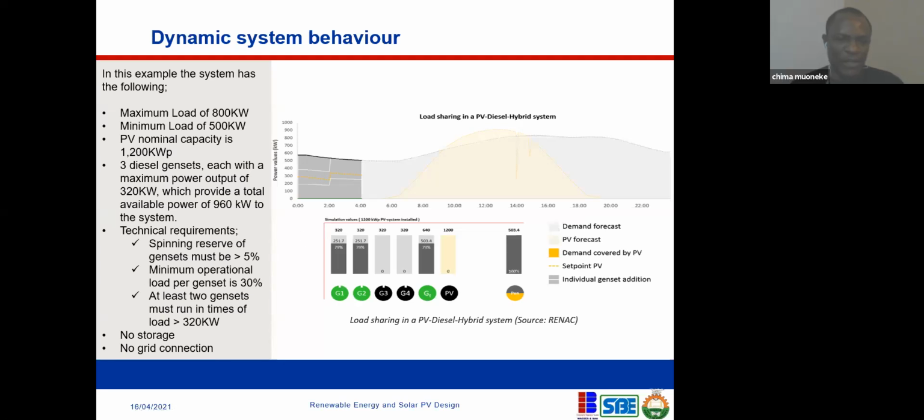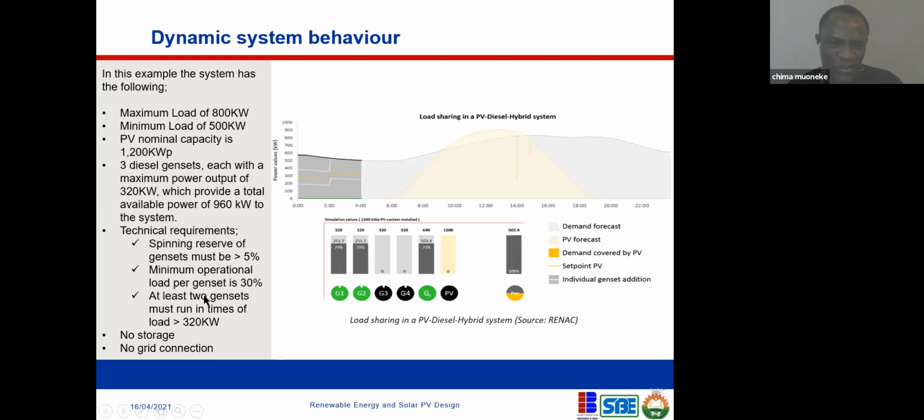So now, part of the requirement is that the minimum operational load per genset is 30%. So the generator set must not, at any point in time, power less than 30% of its capacity. Remember I said that each of the generator capacity is 320. So at no time must it power less than 30% of this capacity. Please, someone should check what is 30% of 320.